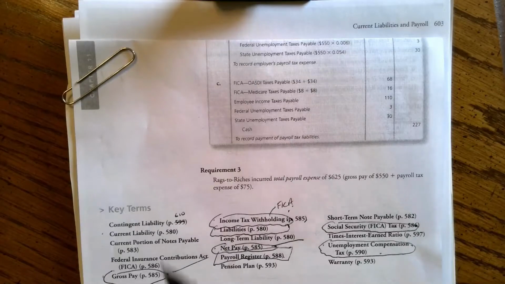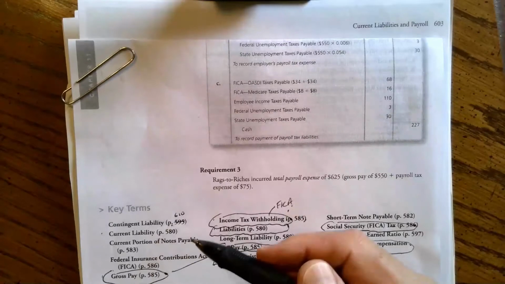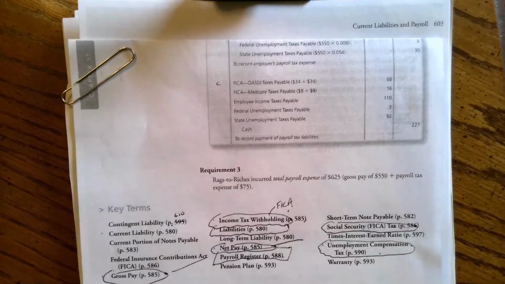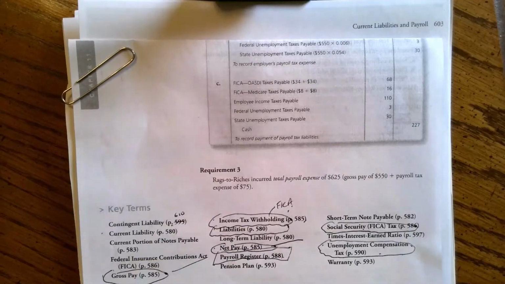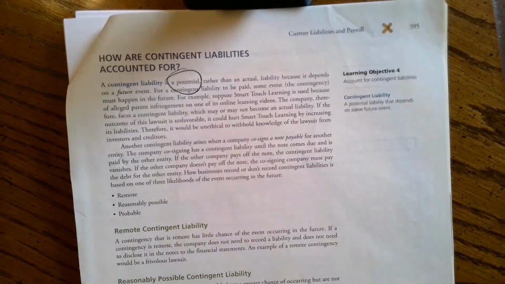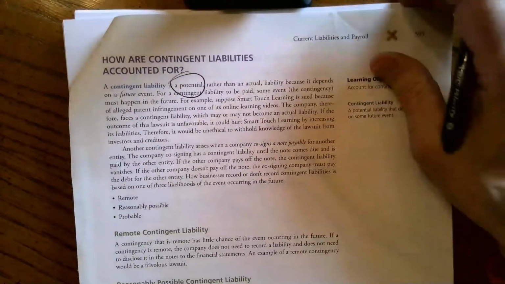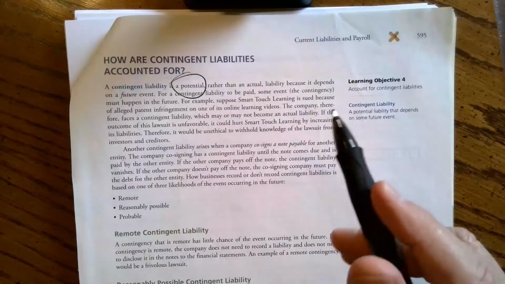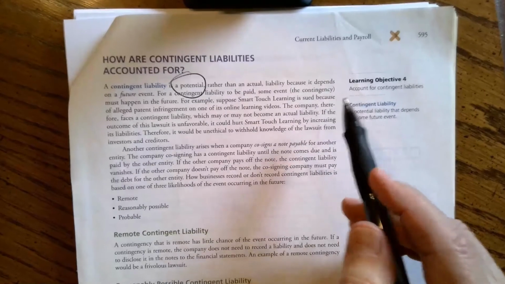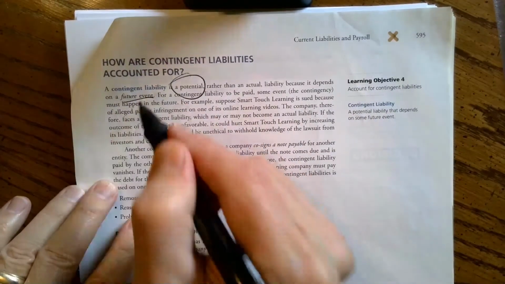Contingent liabilities from Chapter 11. Contingent liabilities could become a current liability and require a recording. Looking at your book's definition of a contingent liability, a potential rather than an actual liability, because it depends on a future event.